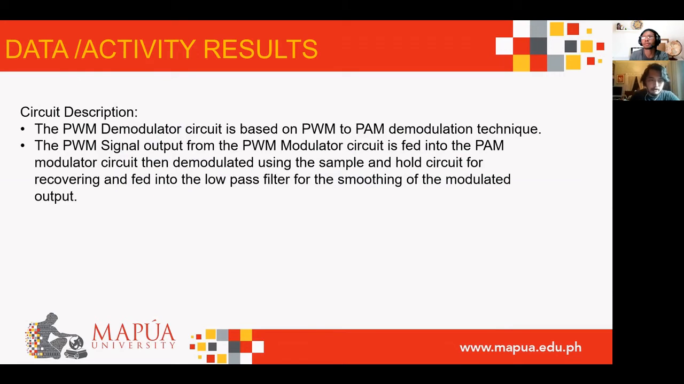So the PWM demodulator circuit is based on the PWM to PAM demodulation technique, and the PWM signal output from the PWM modulator circuit is fed into the PAM demodulator circuit, then demodulated using the sample and hold circuit for converting, and fed into the low pass filter for the smoothing of the demodulated output.